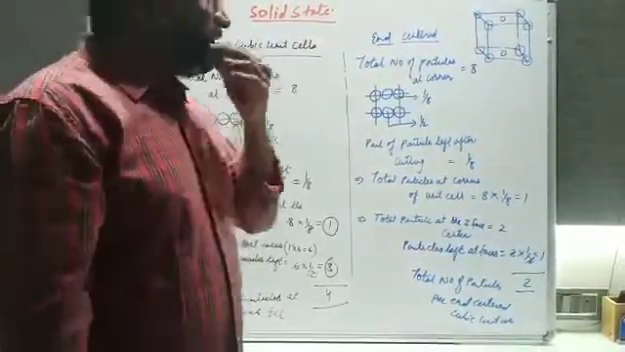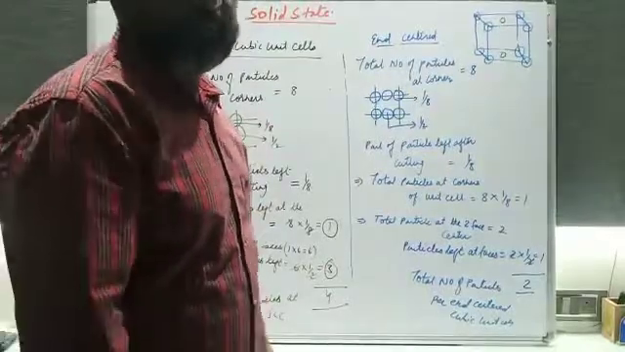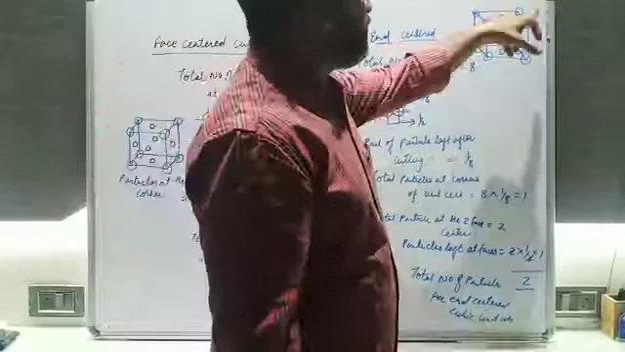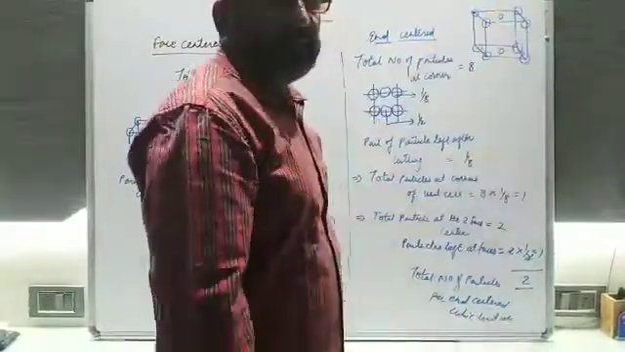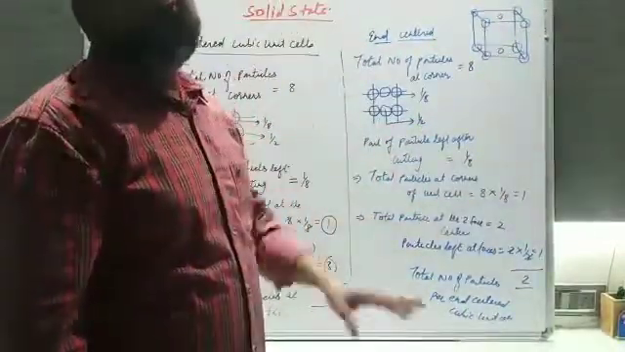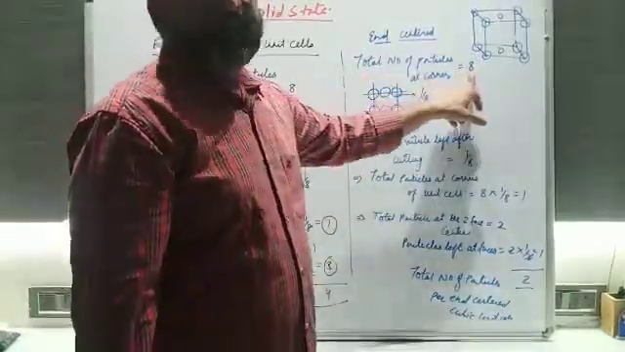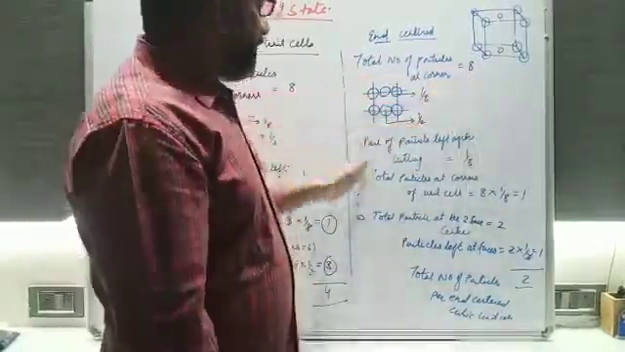Now come to the last one. This calculation is not given in your textbook, but still we have taken this part. End centered, you know that this is a cubic unit cell and the particles are at the corners. Okay, so I told you that the primitive cell will be common in all the cases, right? So here the total number of particles at the corner will be equal to 8.